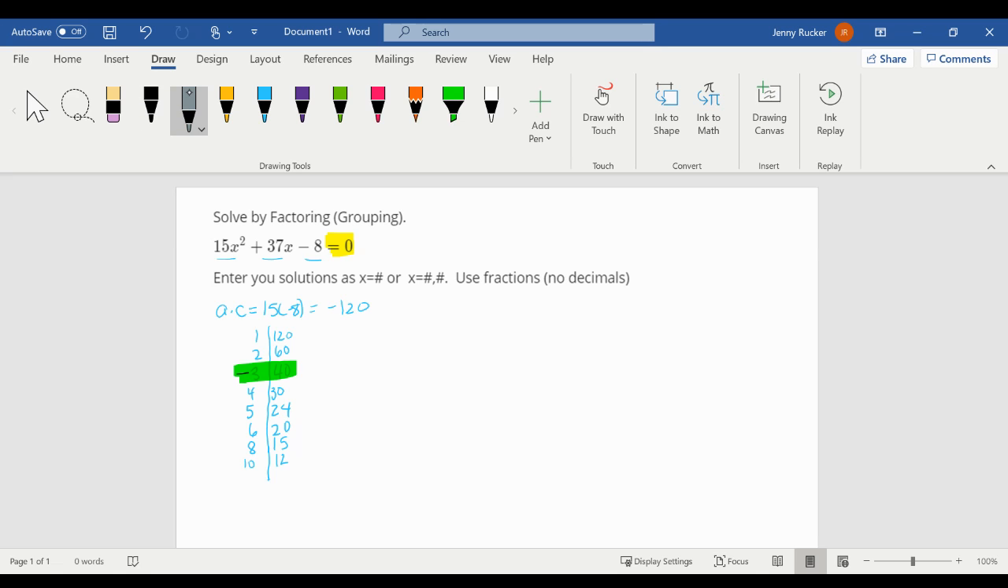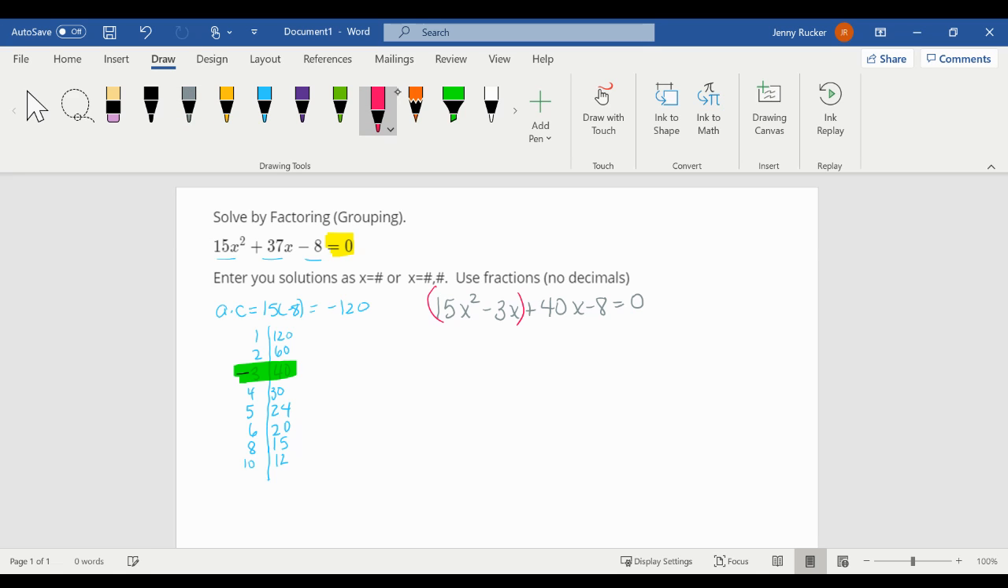So let's go ahead and rewrite our 3 terms as 4. So that's 15x squared minus 3x plus 40x minus 8 is equal to 0. So you can see we've kept it equivalent. We've just stretched out the 37x into minus 3x plus 40x. Let's go ahead and group.